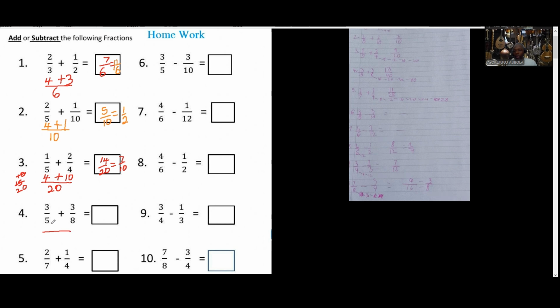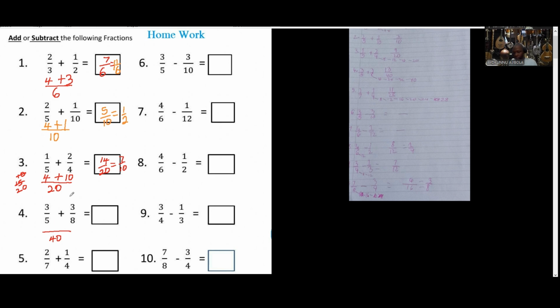The LCM cannot be 8, since the denominators are not the same. If we keep checking multiples of 8, the next multiple is 16. 5 cannot divide 16 because 16 is not a multiple of 5. The next multiple is 24. 24 cannot work. Then 32 cannot work. The next multiple of 8 will be what? 40. So 40 can work because it's also a multiple of 5. So we pick 40.